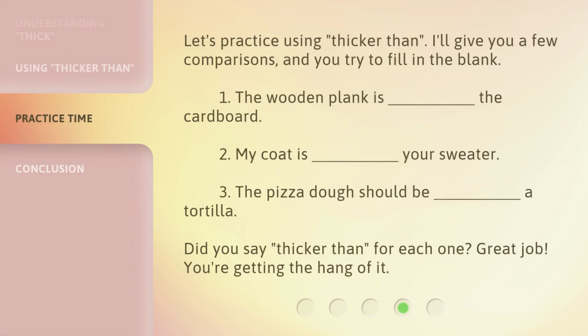Let's practice using thicker than. I'll give you a few comparisons, and you try to fill in the blank. 1. The wooden plank is blank, the cardboard. 2. My coat is blank, your sweater. 3. The pizza dough should be blank, a tortilla. Did you say thicker than for each one? Great job! You're getting the hang of it.